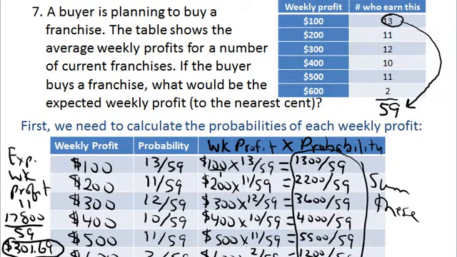So you take your weekly profit, compute the probability of each weekly profit, take the product of the weekly profit with the probability, and then sum those up. And then round it to the nearest cent. You could have changed all these fractions to decimals earlier, but the arithmetic is really easier if you don't. But in the end, that's up to you.